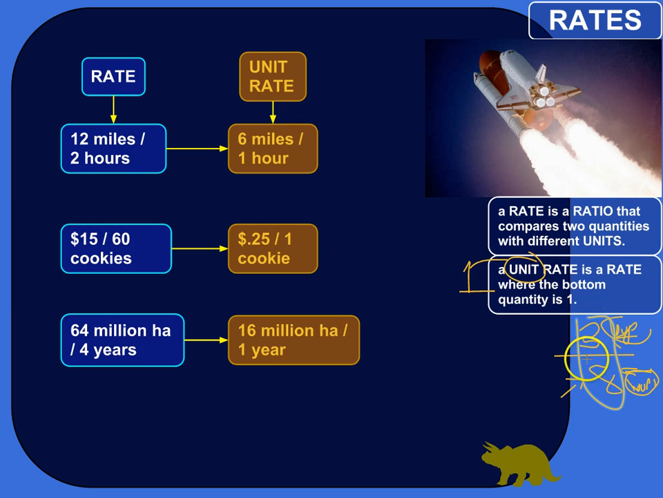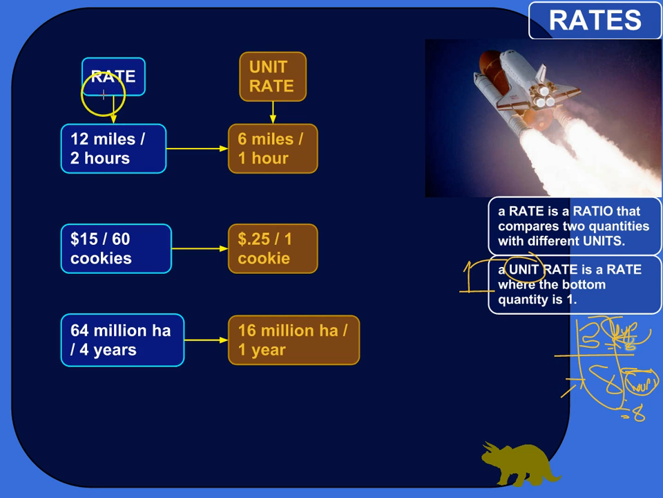So if I wanted to make the bottom 1 here, what do I do to make 8 into 1? Well, I divide it by 8, right? 8 divided by 8 is 1. Okay, so if I divide by 8 on the bottom, I need to do that to the top, so I divide by 8 too. So whatever 3 divided by 8 is would be on the top, and then 1 would be on the bottom, and then that's the unit rate.